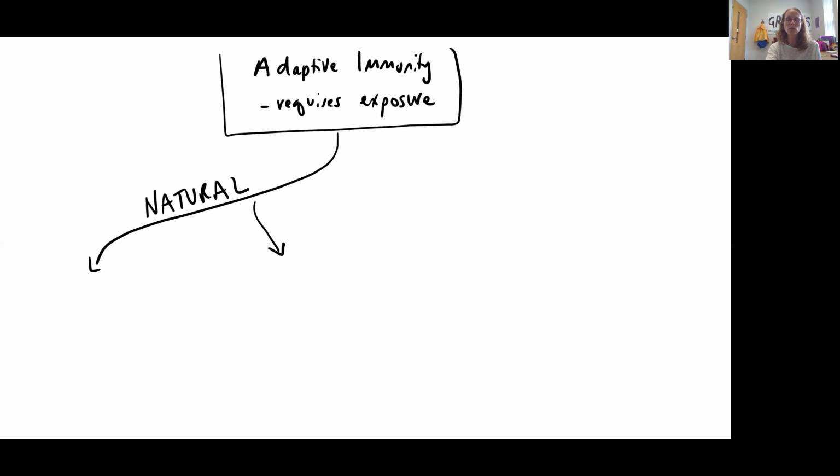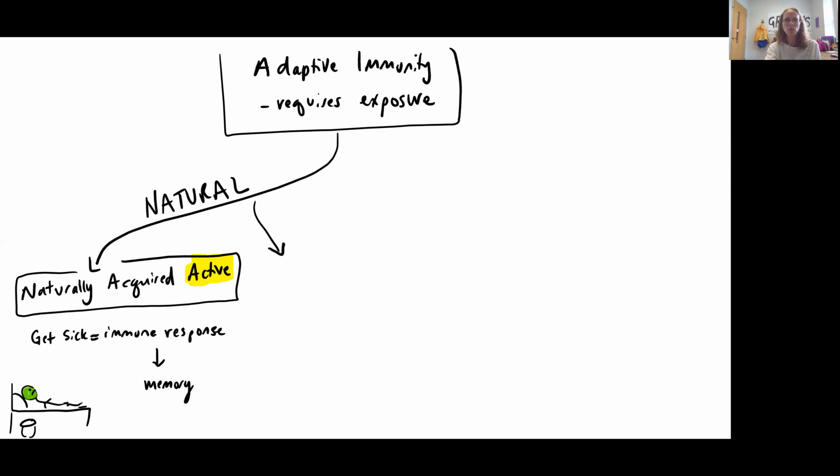If you are naturally exposed, let me rephrase, there are two natural ways of getting adaptive immunity. So we have what's called naturally acquired active immunity. This is where you get sick. That's how your lymphocytes are exposed to the antigen. So your lymphocytes are activated.